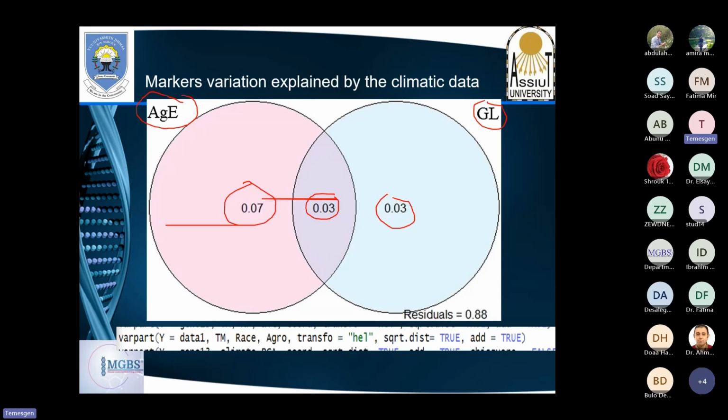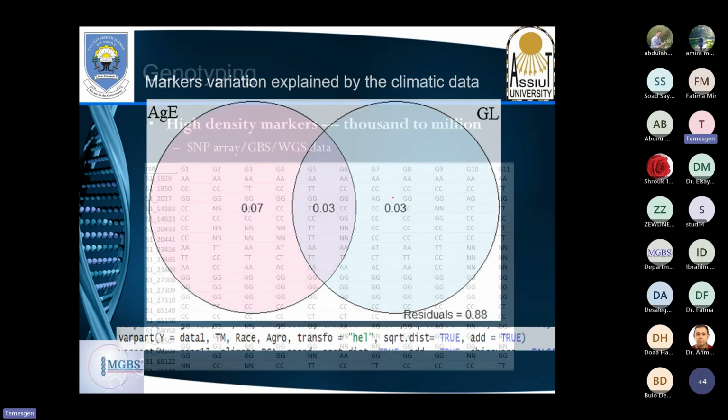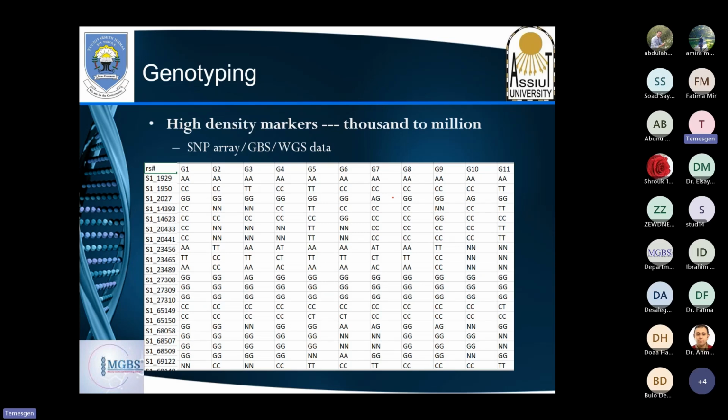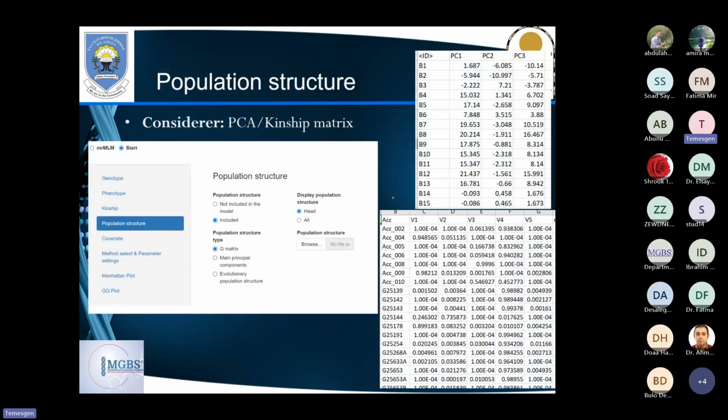So they're very important. Once we get some information, then we pass to multi-locus GWAS analysis. To do a multi-locus analysis, as I said, we need genotype data. This genotype data should be thousands to millions of SNPs because it needs a high density of markers to do multi-locus analysis for adaptive alleles. Then once we have those markers, we also have to look at population structure.